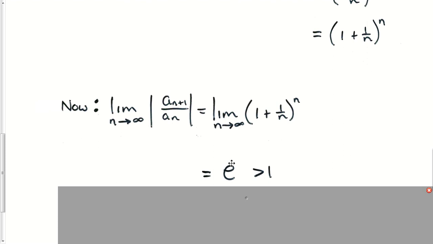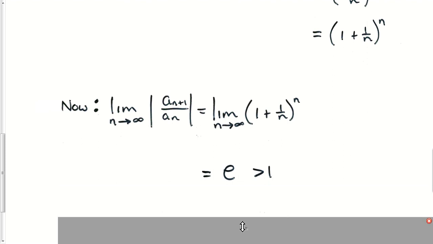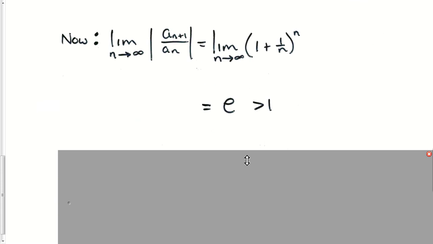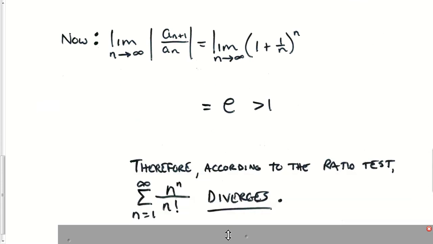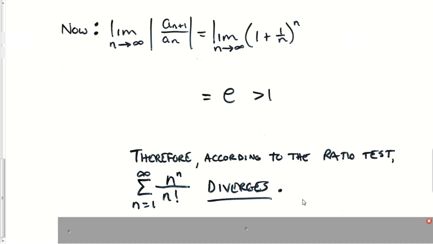And of course, e, since it's 2.7 something, is bigger than 1. Now, if the limit of that ratio is bigger than 1, then that's the time that we know that the series diverges. So our original series diverges, adds up to infinity, okay? Keeps getting larger and larger and larger. So there's an example of that situation.